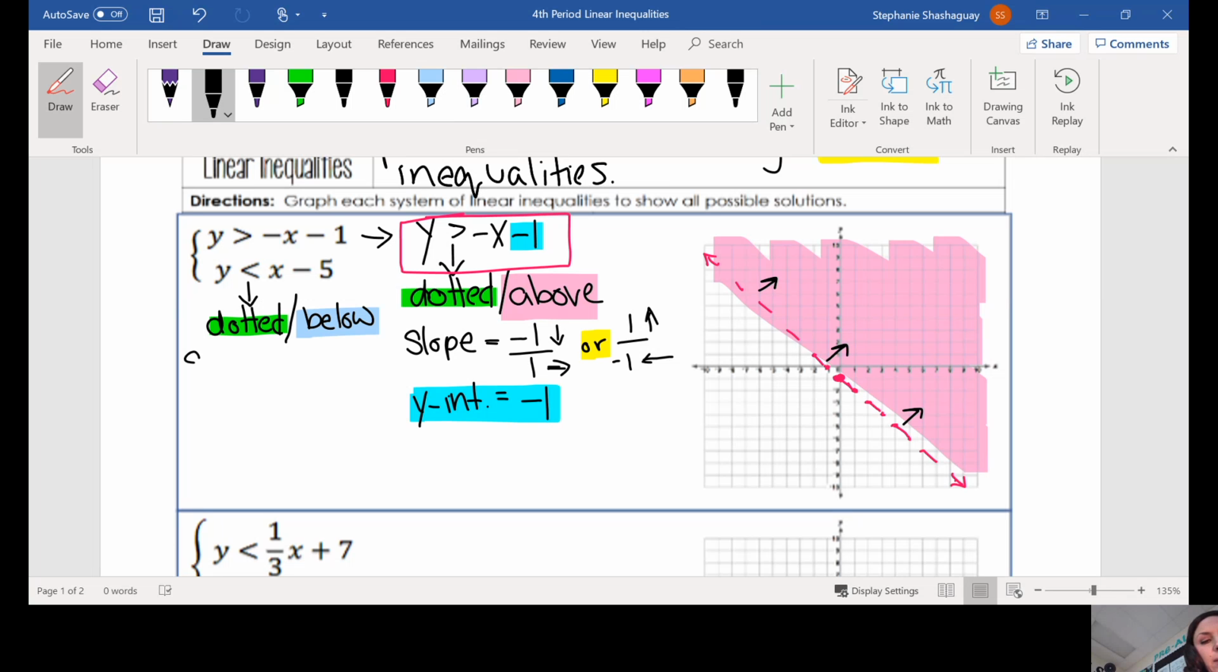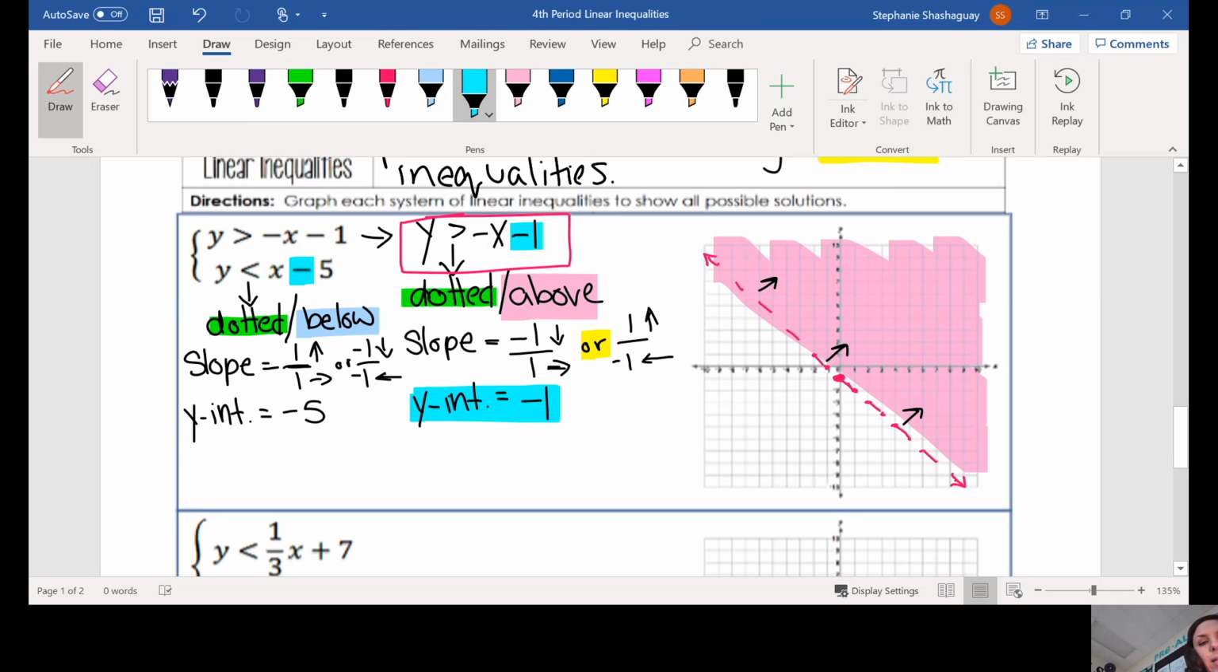The slope for this line is equal to 1 over 1, because 1 is just up 1 over 1. So that can be up 1 and to the right 1. Or it can be -1 over -1, because that would still give me a positive number. So that could be down 1 and to the left 1. Okay, so that is my slope. And my y-intercept is equal to 5 here.